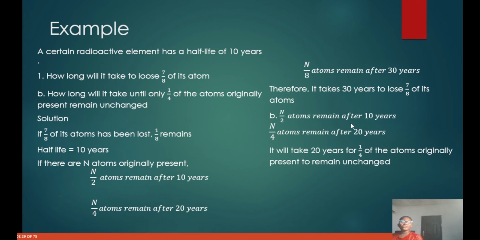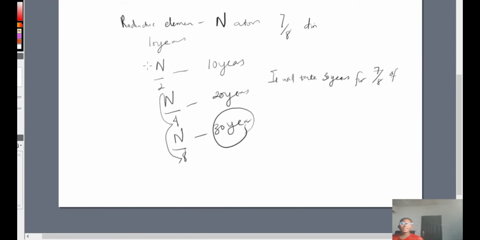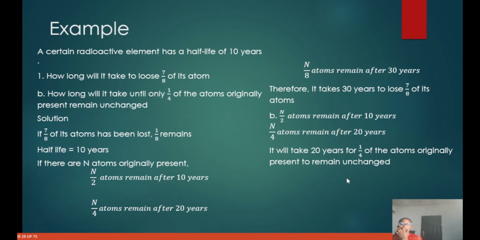We have N over 2 atoms remaining after 10 years. How many will remain after 20 years? N over 4, because we don't know what the N is. And they're asking how long will it take for only 1 over 4 of the atom? We know that N is the total atom. So that is just N over 4 of the atom. So N over 4 atoms remain after 20 years, just as we've explained on our board. N over 2 in 10 years, then N over 4 is 20 years. So it will take 20 years for 1 over 4 of the atom originally present to remain unchanged.